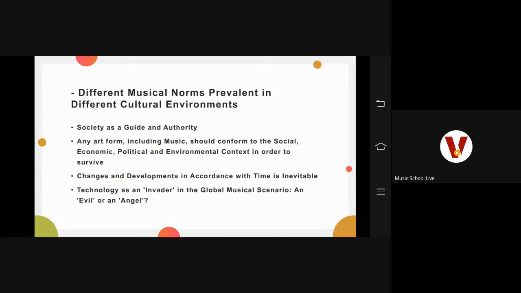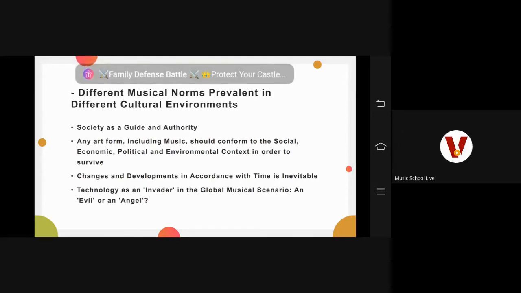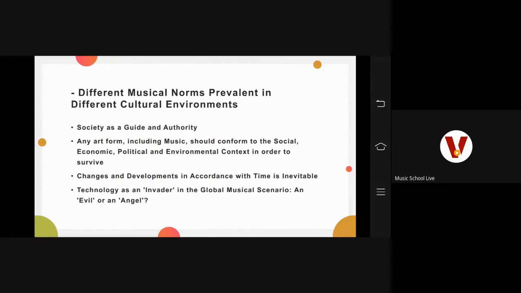Okay. The next thing is that changes and developments in accordance with time are inevitable. That is quite obvious. We have seen, for example, the decline of the church. If we go back to historic times, the decline of the church in Europe, when people started revolting against the church. Before that there was a lot of sacred music being composed, but after the Renaissance, people started questioning the church, and we can mostly find non-sacred music.